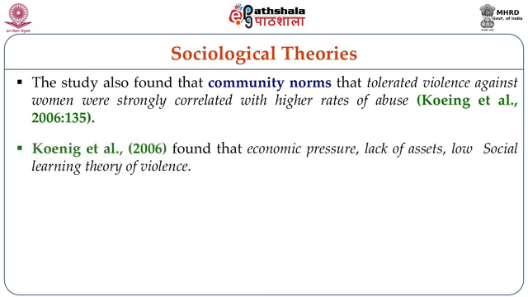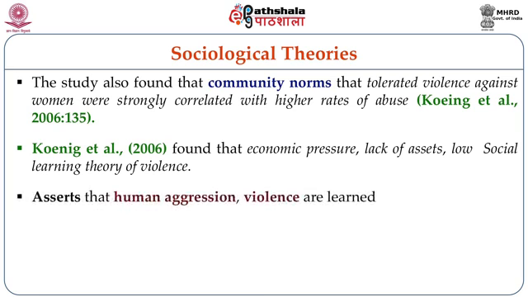So they are finding a link between poverty and low socioeconomic status and violence, saying that when the status is lower and there is poverty, there is a higher chance of violence. Now, this may not be completely supported by all theories, but this is what this particular theory is saying. Now, the next theory is the social learning theory of violence.